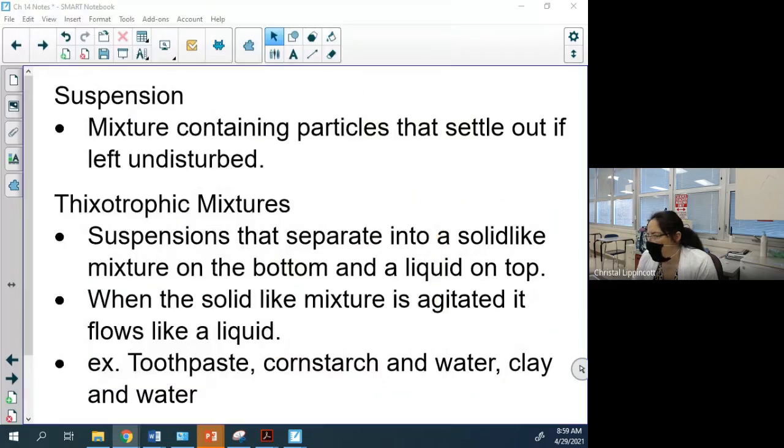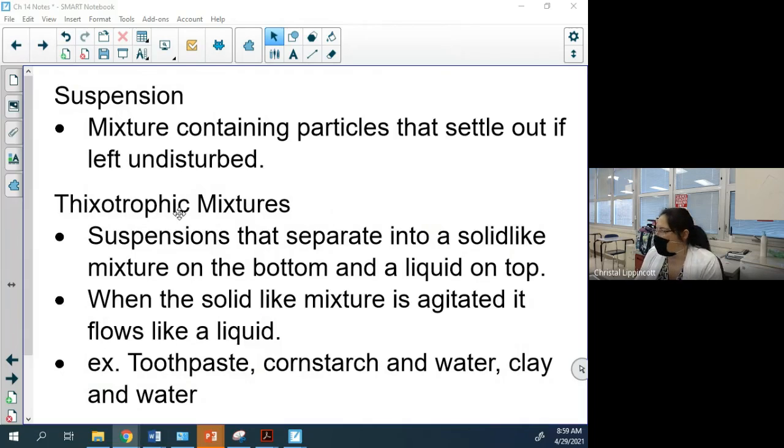Okay. Then we have these thixotropic mixtures, and when these are agitated, they flow like a liquid, but when left undisturbed, they're hard. Cornstarch and water is a good example of this.